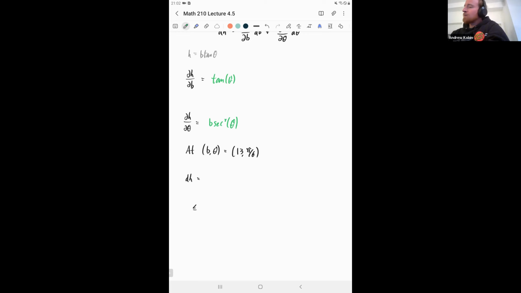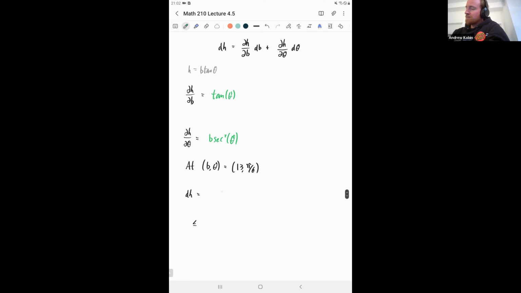So if we plug these values into the differential expression, the partial of h with respect to b, which is tangent theta, evaluated at 13 comma pi over 6, is just given by the tangent of that angle, which is root 3 over 3. And that's times db, that differential. On the other hand, evaluating the partial of h with respect to theta, that's b secant squared theta at pi over 6. We should probably do that one.